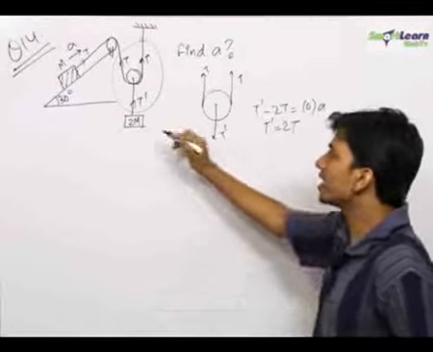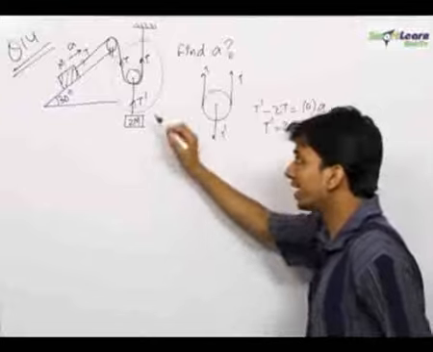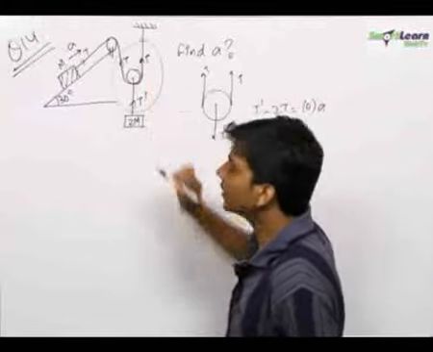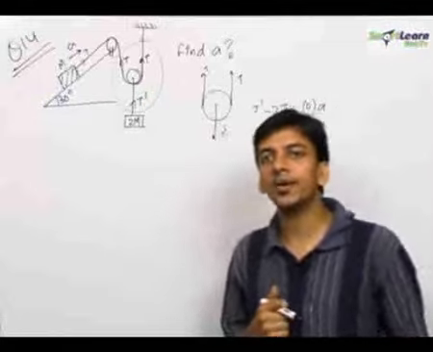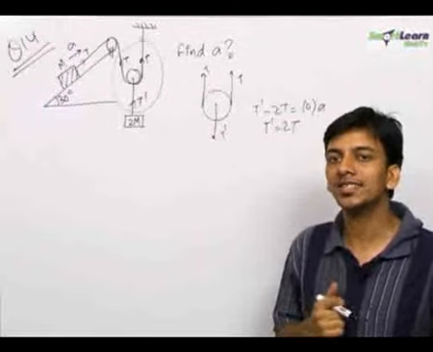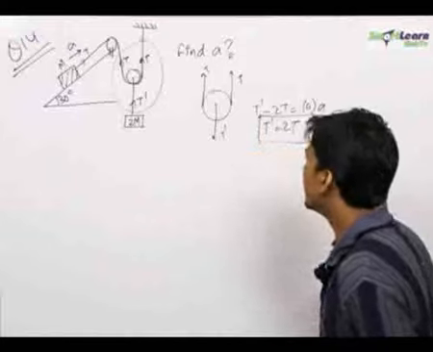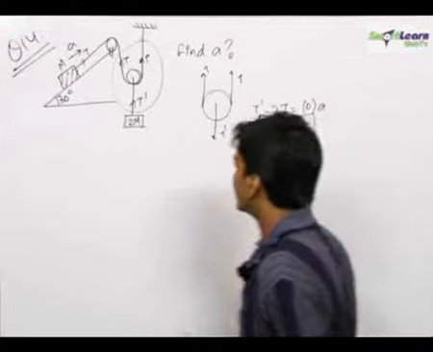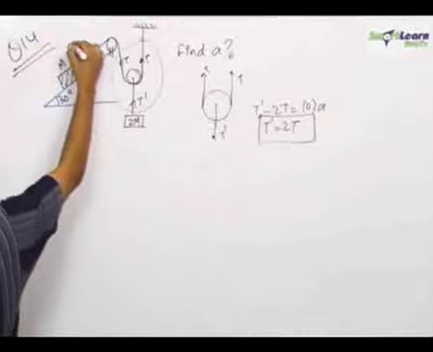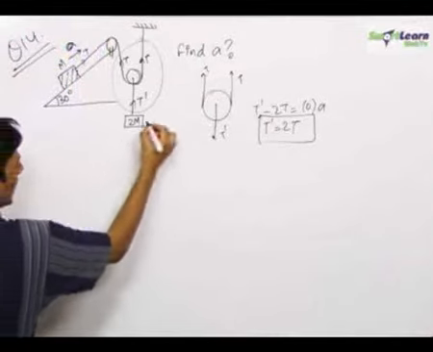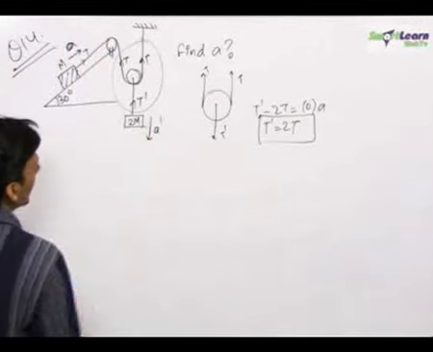So by applying the equation on this massless pulley, we get the relation between tensions in the two strings. This is generally the method we use to find out the relation between tensions in different strings. Therefore the relation we get is T dash equal to 2T. Now let the acceleration of this block be A. Let the acceleration of this block be A dash.